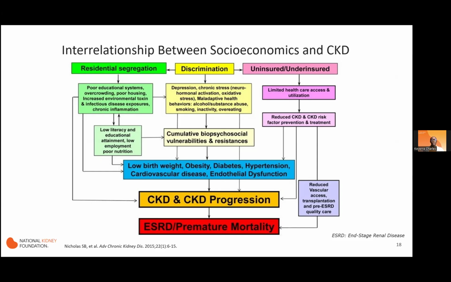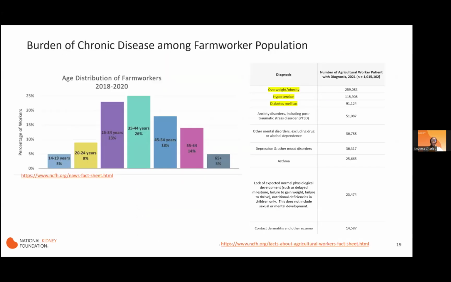And I just can't stress this enough that biology really plays a minor role in the elevated risk of CKD. More so, it is that social and institutional inequities that fuel this risk. Farm workers represent some of the most socially and economically disadvantaged people in the U.S.